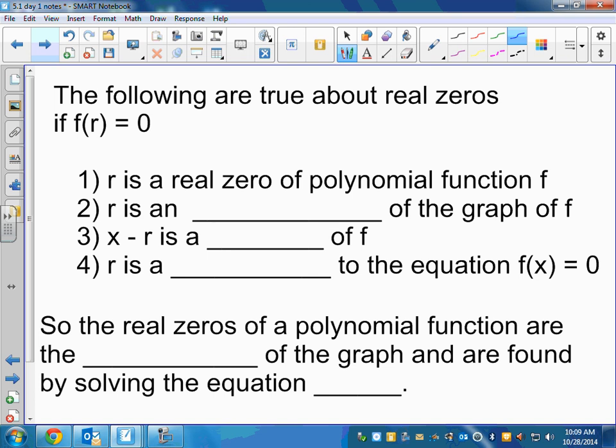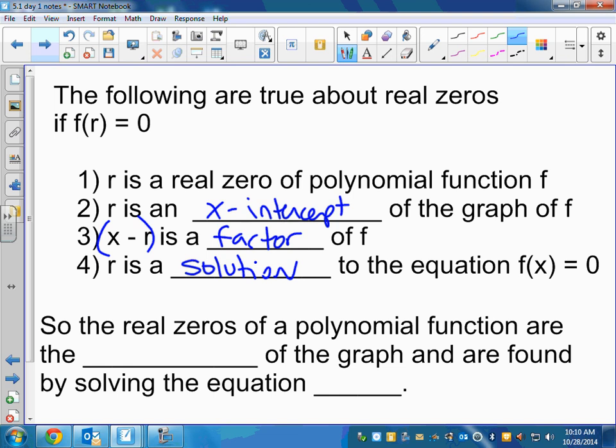So we can say if you set your function, you plug in a value and you get 0, then it is a real zero of the polynomial function. If it's a 0, that means it is an x-intercept. A 0 means it touches the x-axis. We say that x minus r is a factor of the function, right? Factors and zeros kind of go hand in hand. And we say r is a solution to the equation f of x equals 0.